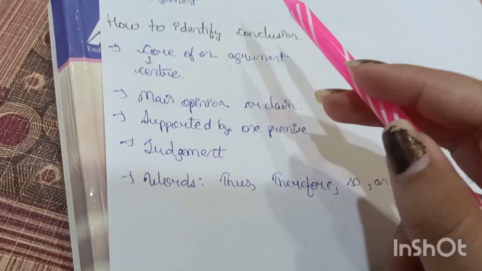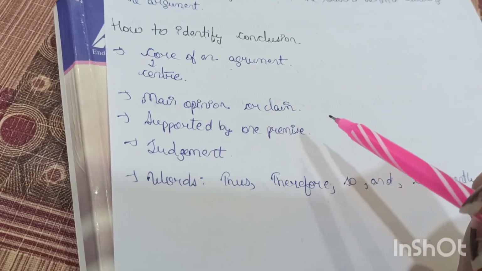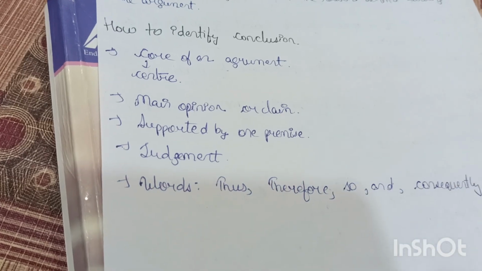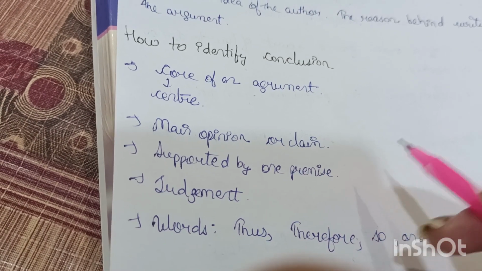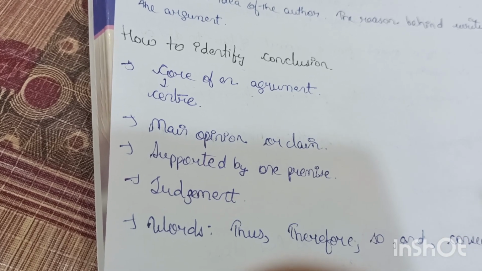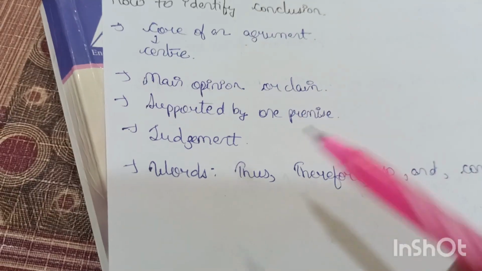And you can see that conclusion is always followed by a premise. So now you might be wondering what is premise. So you can see premise is the statement that tries to prove something. So now let's see judgment.